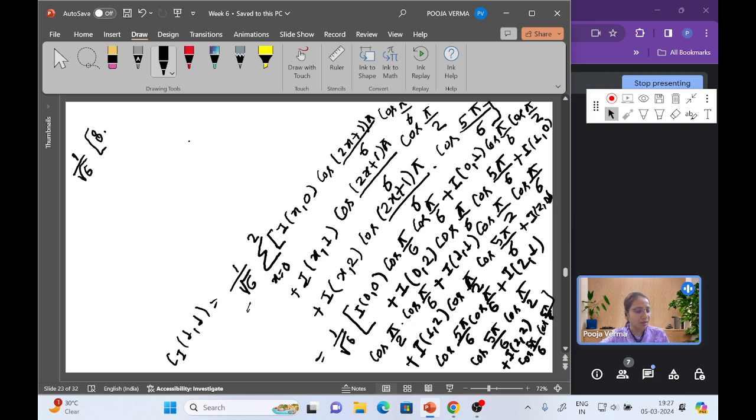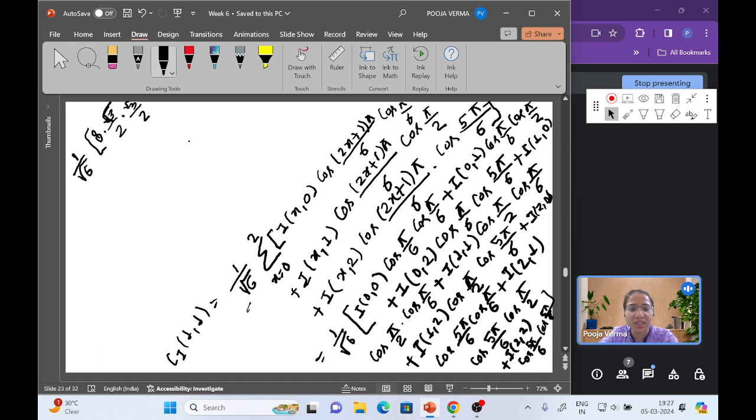Can anyone tell me what is the value of cos pi by 6? Cos pi by 6 means cos 30 degrees. So what is the value of cos 30? That is root 3 by 2, right? So root 3 by 2, and again cos pi by 6 is also root 3 by 2. So 8 multiplied by that is I 0 0 cos pi by 6 cos pi by 6.